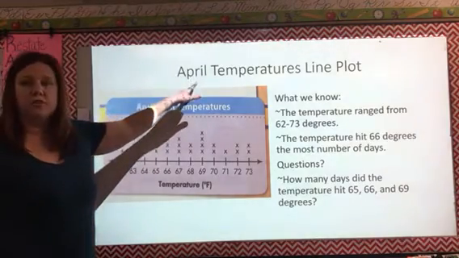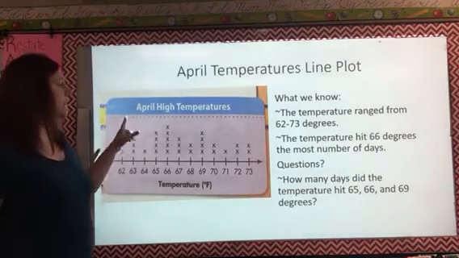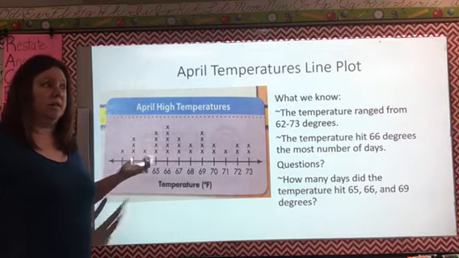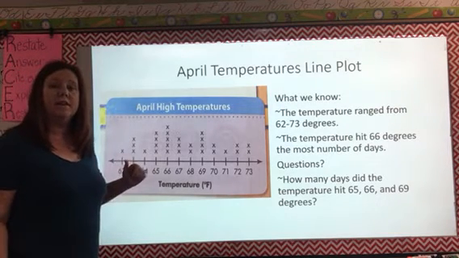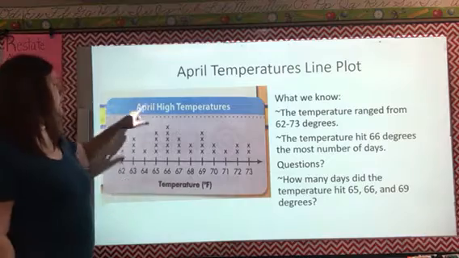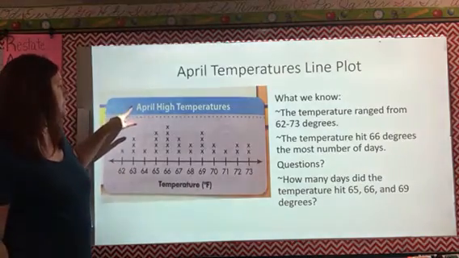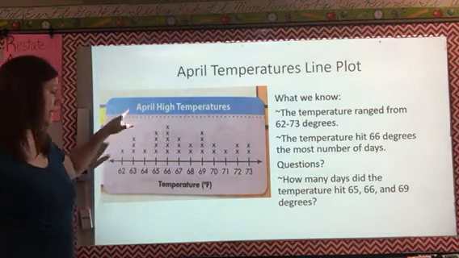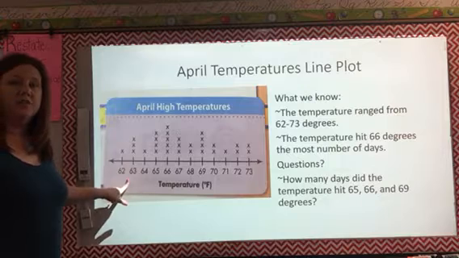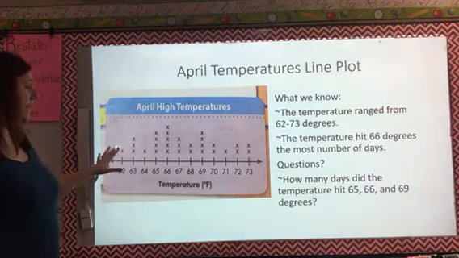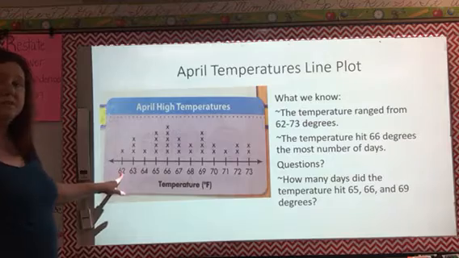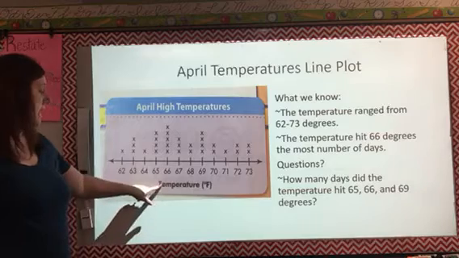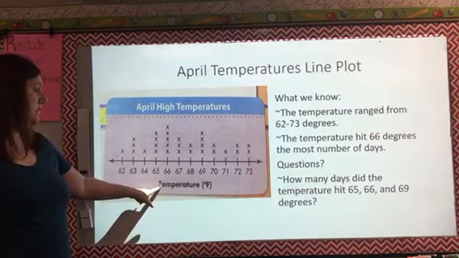This is an April temperatures line plot, okay? Whenever you see data represented by a pictograph, a bar graph, or a line plot, the first thing you want to do is you want to look and see what information we know. Look at the title, okay? This chart shows us the high temperatures for the month of April, okay? Then we come down to the bottom and it shows us all of the temperatures that April had. 62 degrees was the lowest and it went up to 73 degrees, okay?